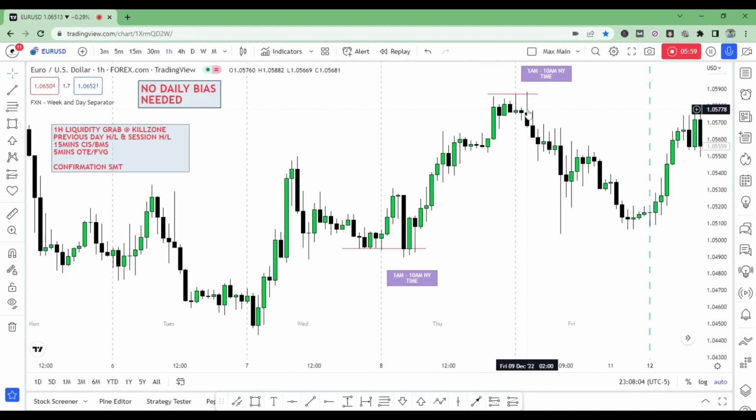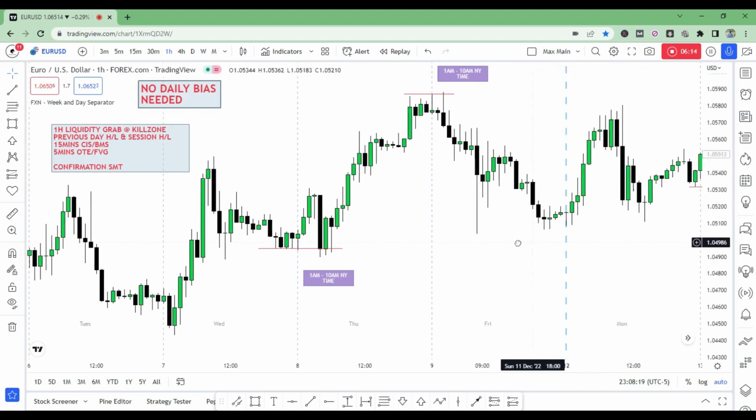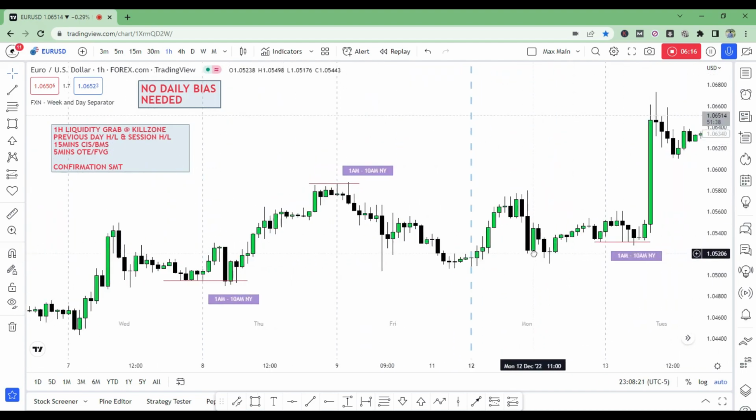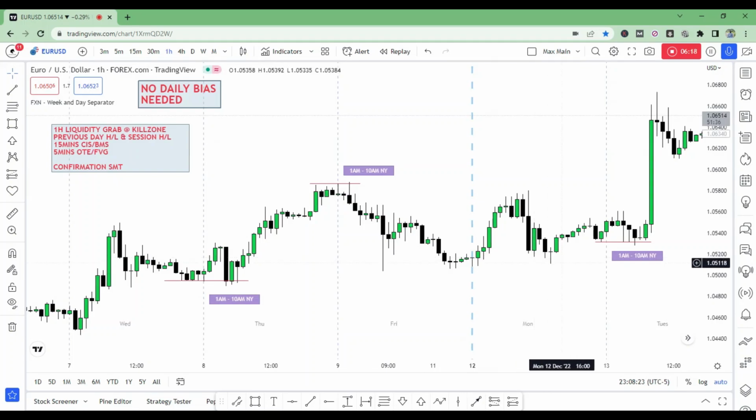So this is 2 a.m., the London open session. Friday just poked that high and took out those highs, and then the market aggressively reversed. So we see that this strategy is very powerful and it gives you immediate feedback. That's the main reason I like this strategy.